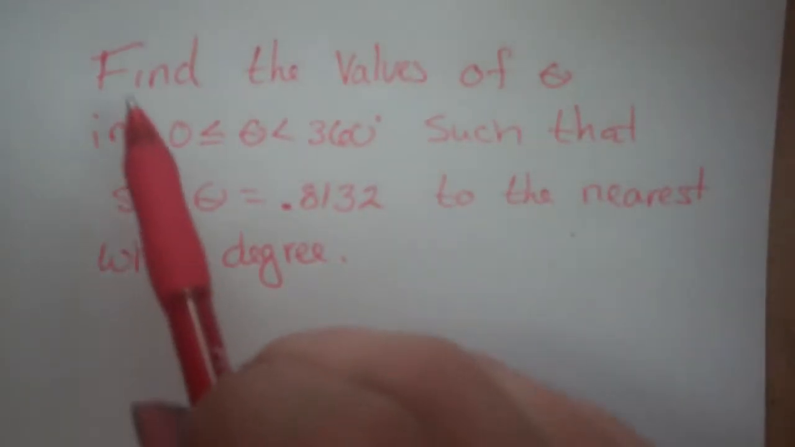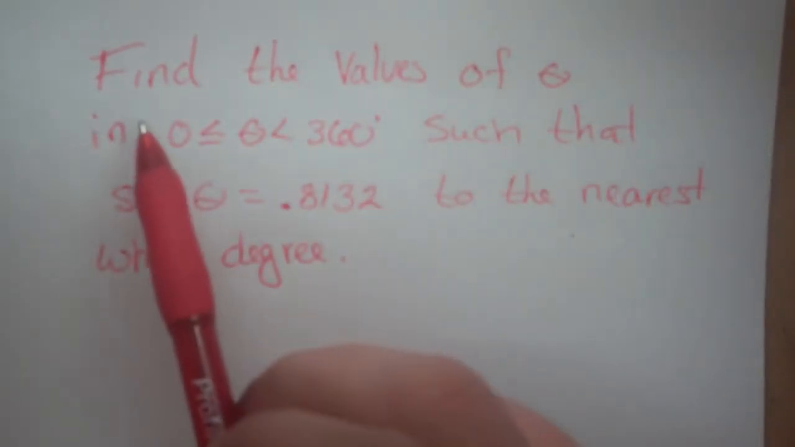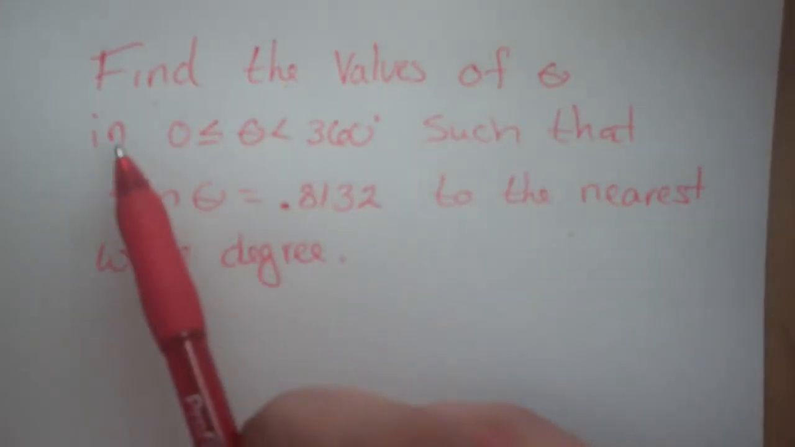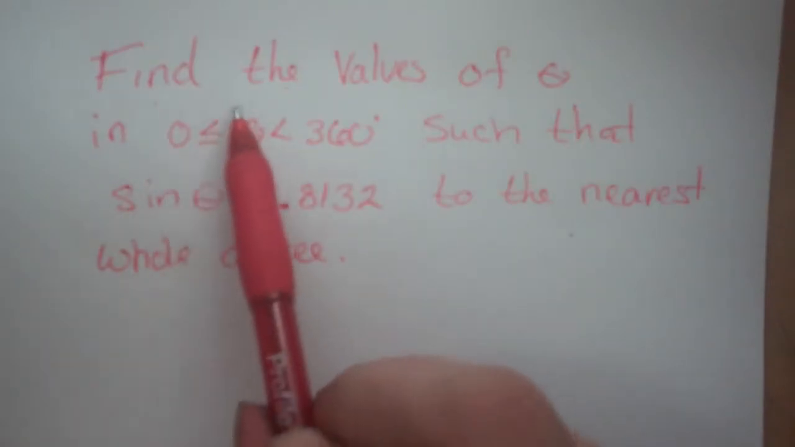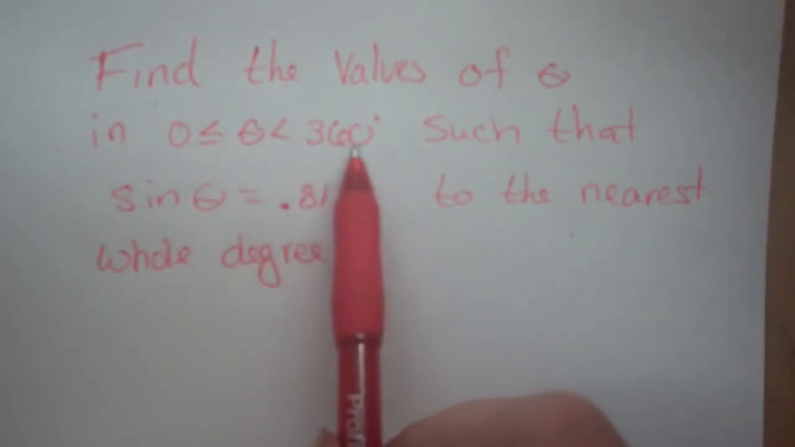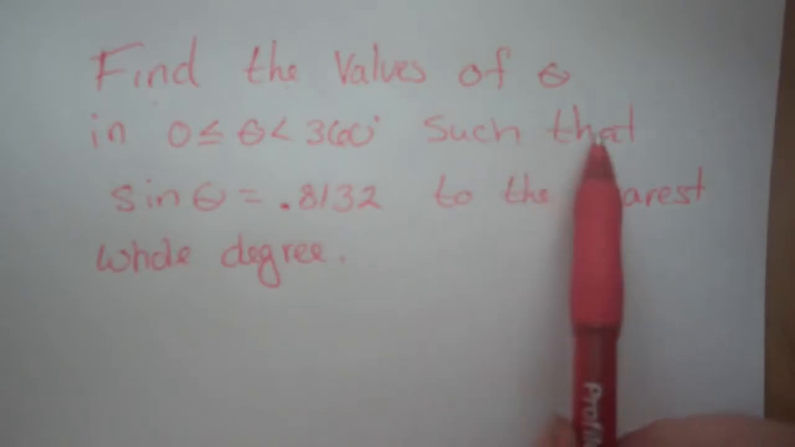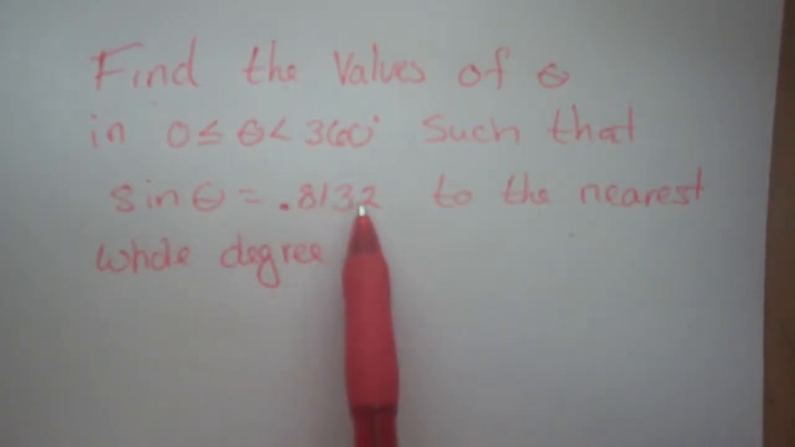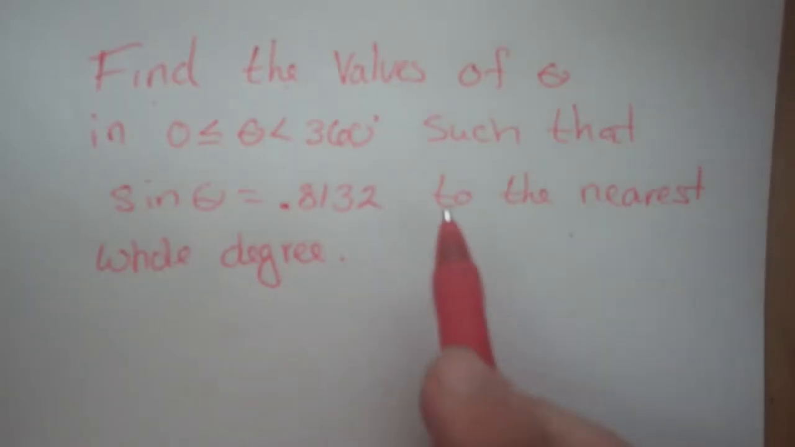In this video, we're looking at solving some simple trig equations. It says, find the values of theta in the interval 0 is less than or equal to theta is less than or equal to 360, such that the sine of theta is equal to 0.8132 to the nearest whole degree.